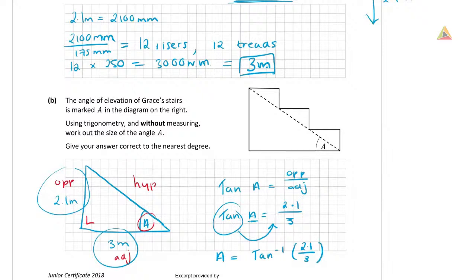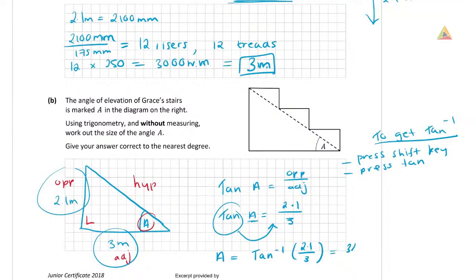Now, in order to get tan minus 1 on your calculator, I'm just going to make a note up here. You press the shift key, and then you press tan, and it'll give you the tan minus 1. Now when you put that into the calculator, the tan minus 1 of 2.1 over 3, you're going to get a really long number.